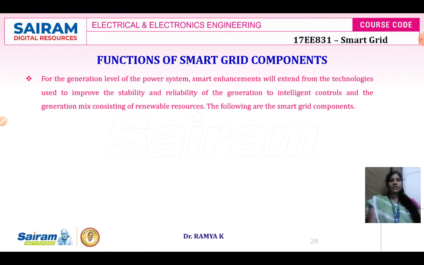From the generation level of the power system, we need to have a smart enhancement which will be extended from the technologies that could improve the reliability and stability of the generation, and to have an intelligent control and the generation mix consisting of renewable resources. So the following will be the smart grid components. The main function of the smart grid component is to provide stability and reliability of the generation along with the intelligent control and the generation mix.